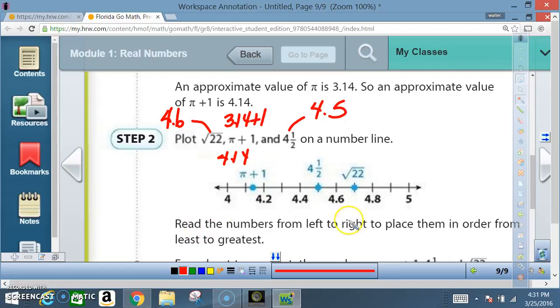So now we can put them in order from least to greatest. So first would come 4.14. That's pi plus 1. Next would come 4.5, which is 4 1/2. And last would be 4.6, 4.7 or greater, which is the square root of 22. And that's how we put those in order from least to greatest without using a calculator.